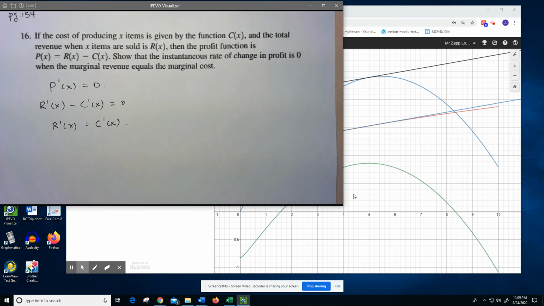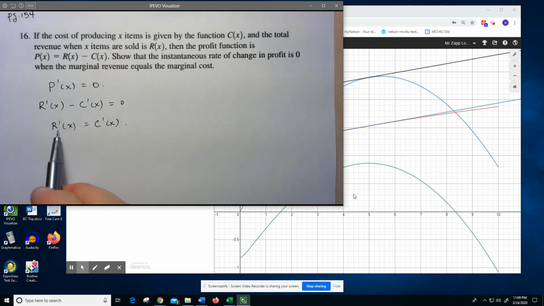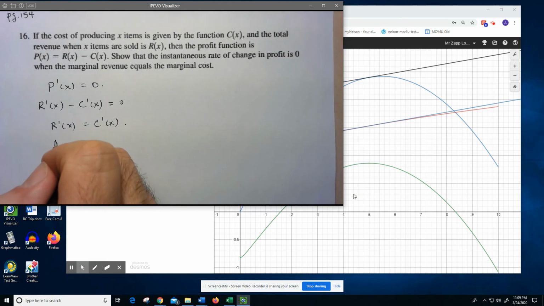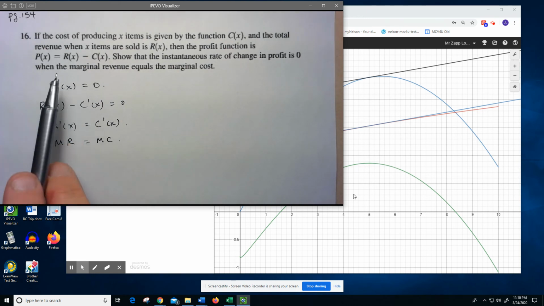All right. And so here, what we've shown is that the profit function will have a derivative of 0, or an instantaneous rate of change of 0, when the derivative of the revenue is equal to the derivative of the cost. In other words, when marginal revenue is equal to marginal cost. So here we have marginal revenue equal to marginal cost. And of course, where are you going to find the maximum value for profit? If there is a maximum to be found, you're going to find it where the derivative is 0. So you're going to be looking for where marginal revenue equals marginal cost.